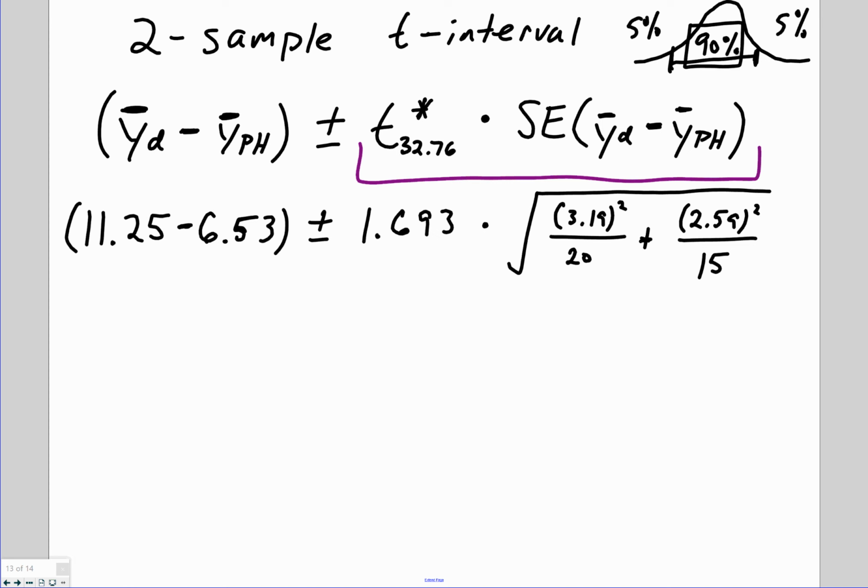Why is it fairly close? Because the degrees of freedom is almost 33. So if that degrees of freedom became 50 or became 80, what's going to happen to this number? It's going to keep getting closer and closer to 1.645. Okay?